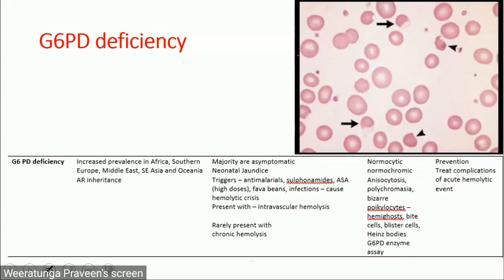G6PD deficiency, the classical feature, it is triggered by certain things that increase the oxidative stress. Oxidative stress can cause hemolysis.